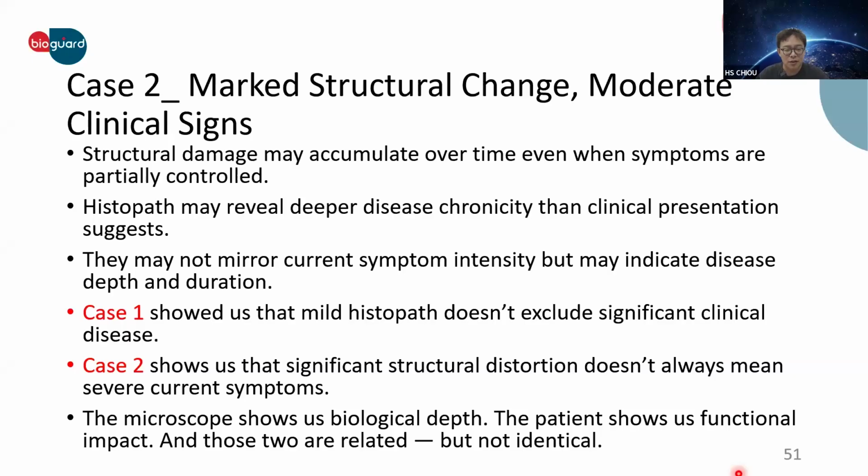In other words, case 1 shows us that mild histopath doesn't exclude significant clinical disease. And case 2 shows us that significant structural distortion doesn't always mean severe current symptoms. The microscope shows us biological damage, patients show us functional impact, and those two are related but not identical.